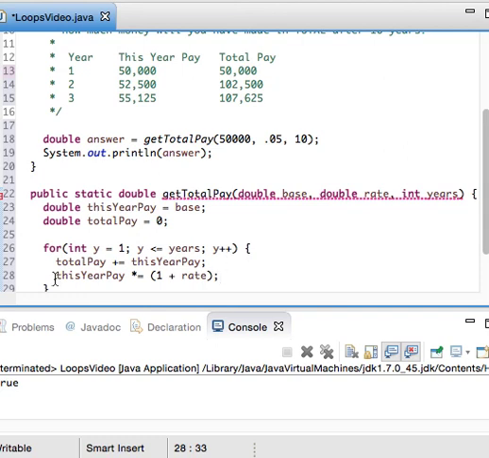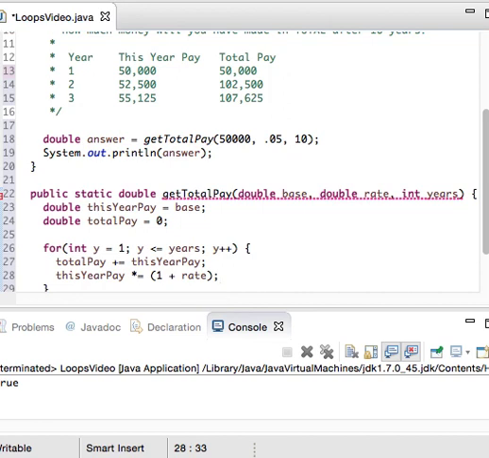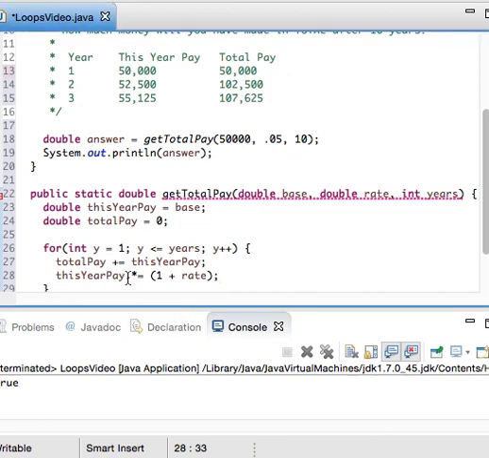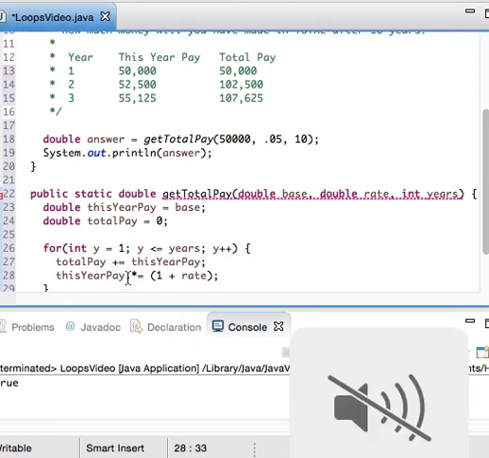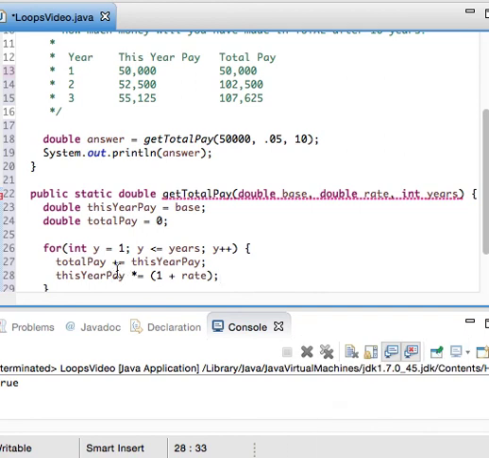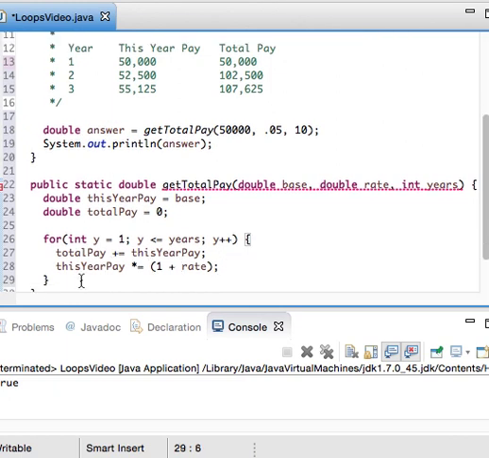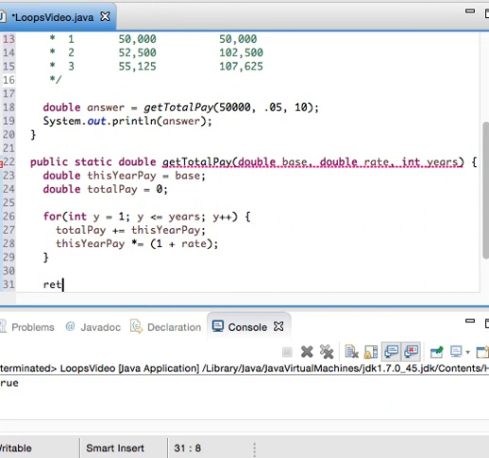Now it's very important that this command goes after the increment of total pay, because if I do this command beforehand, it will actually give you the 5% raise for the first year instead of for the second year. So it is very important that this order happens. The last thing we need to do is return the answer, which is total pay. And that probably should be it.